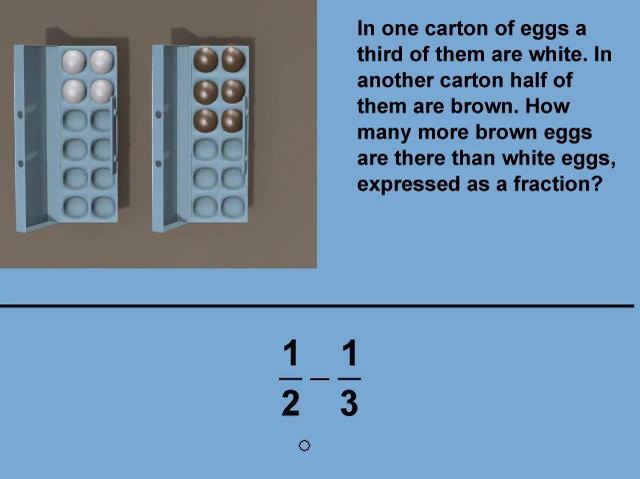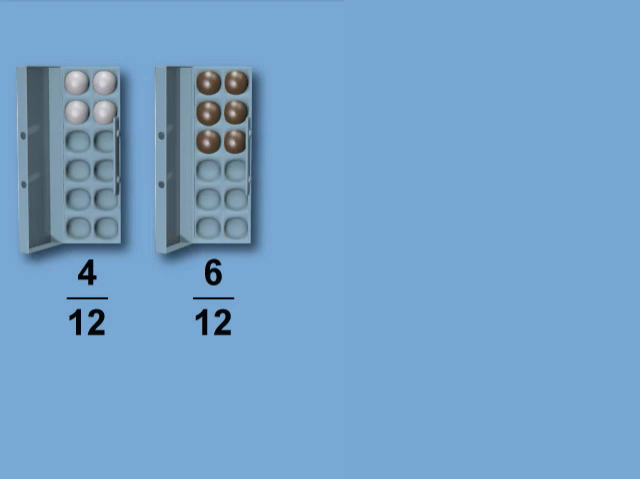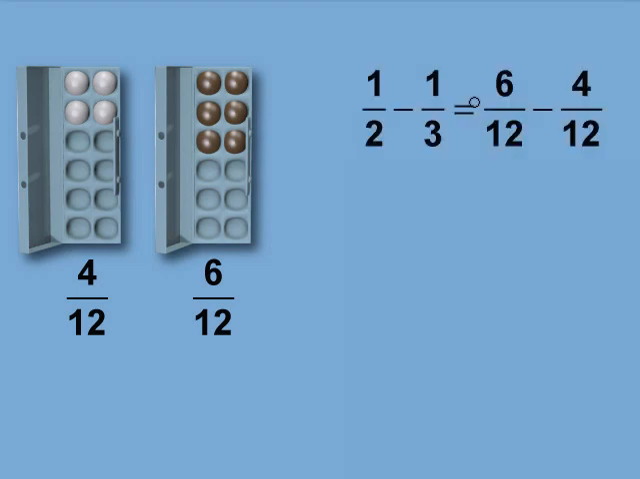These fractions don't have a common denominator. Generate equivalent fractions for these two fractions. We can use the carton itself, which is divided into 12 cells, to find equivalent fractions, as shown here. We can now simplify the expression. The difference is 2/12. Simplified, we get 1/6. Let's look at a final example.